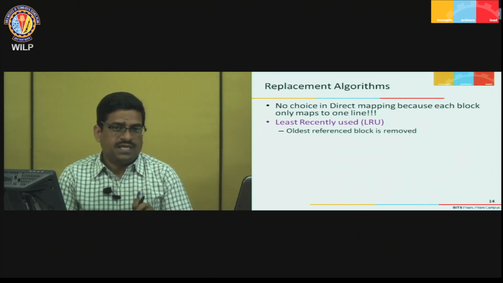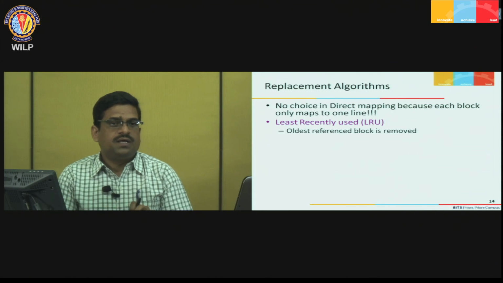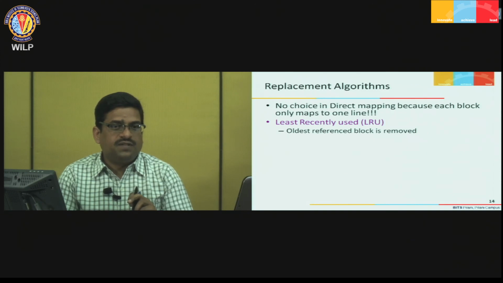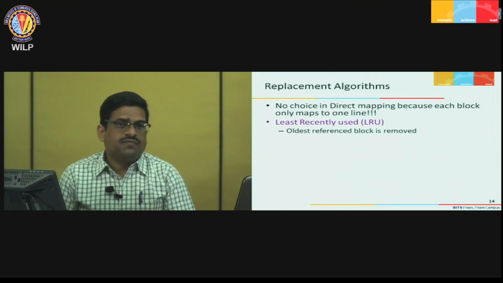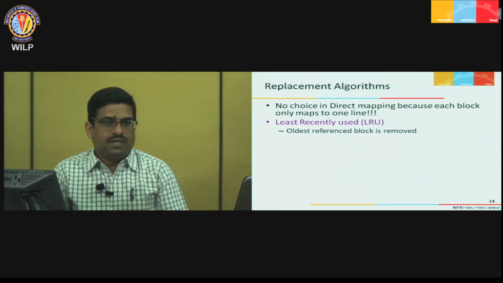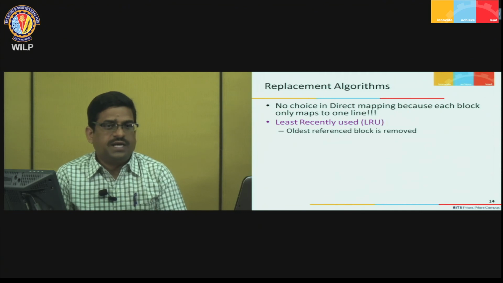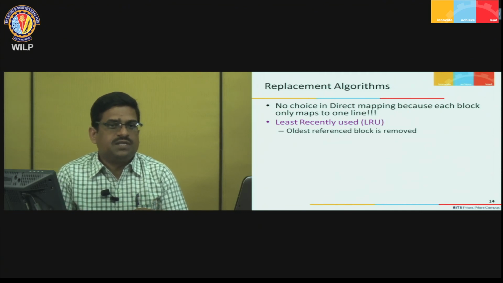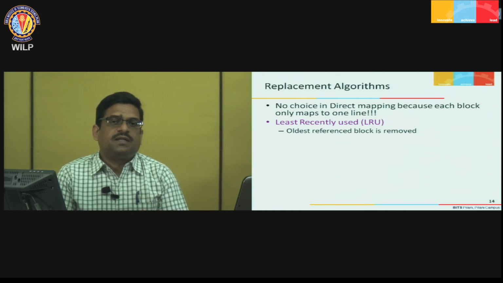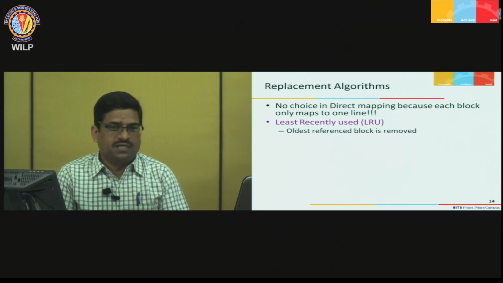In case of the set associativity, the replacement line choice is within the set only. Within the set, let us say it is a 4-way set associativity, then 4 lines are there. So, out of 4 lines any line can be removed. If all 4 lines are filled and a new block is mapped to this particular set, then any of the lines from this set can be removed as per the algorithm.